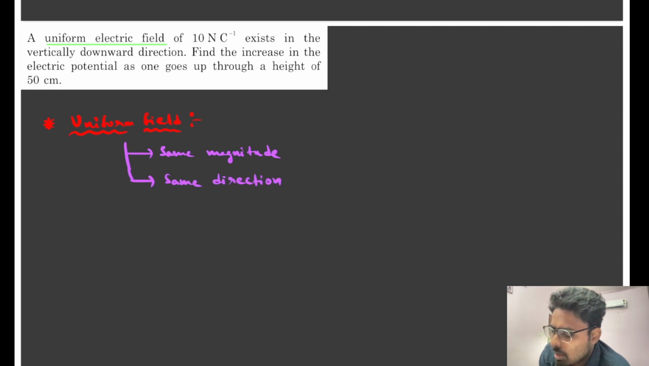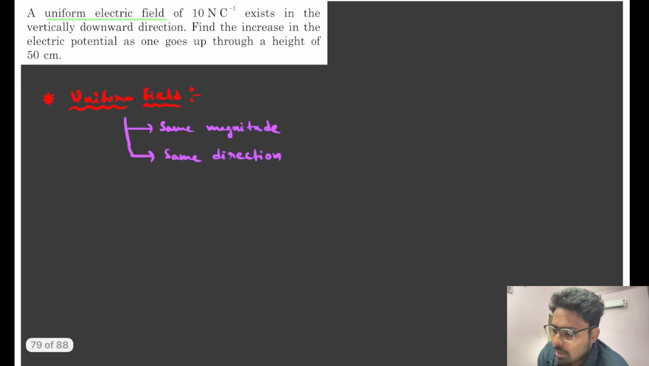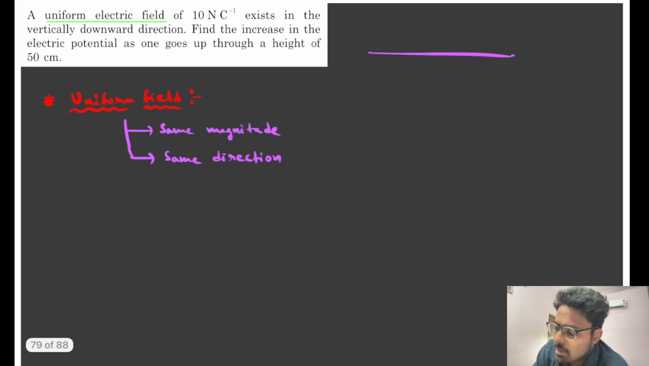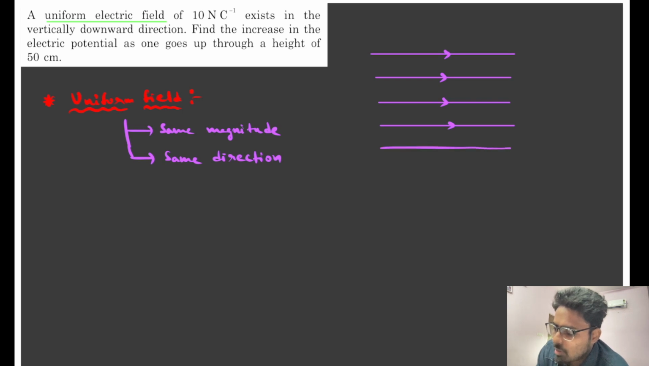For example, sir, how will the uniform field lines be there? Parallel lines, which ensures that the direction is the same everywhere. And just being parallel is not enough, okay, for the magnitude to be the same. So this is how the uniform electric field will be there.